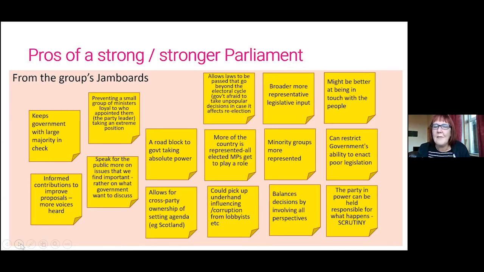And there was definitely emphasis across some of the groups that more of the country is actually represented, that more of the elected representatives are playing a role in informing and shaping decisions, and that minority groups particularly might be more represented, or at least have their interests expressed and argued for. I'll just give you a second to read across some of these other ones that came from the different groups.